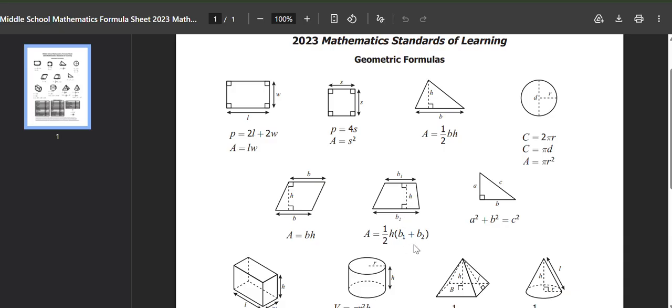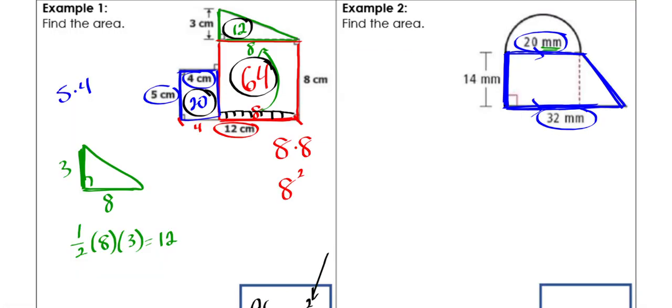So it's saying I'm going to add those two together inside the parentheses. I do 1/2 the height times base 1 plus base 2. I'm going to write that out just so we're clear on what that is. Area of a trapezoid is 1/2 height times base 1 plus base 2.